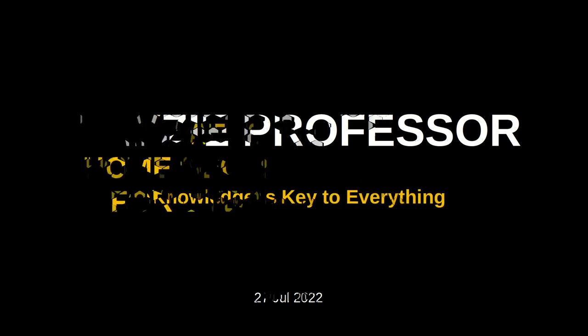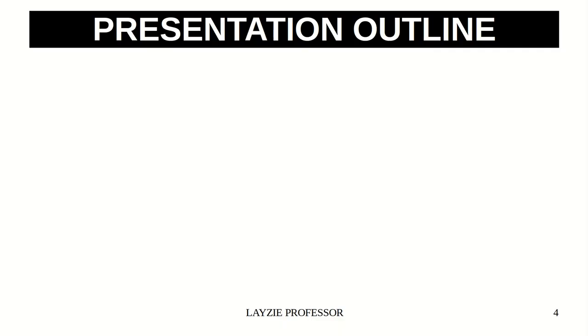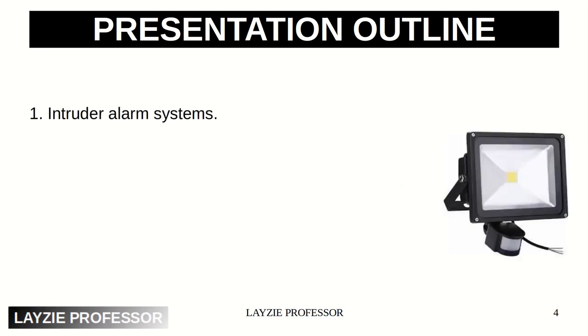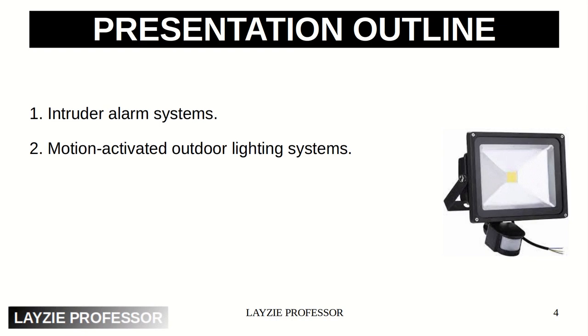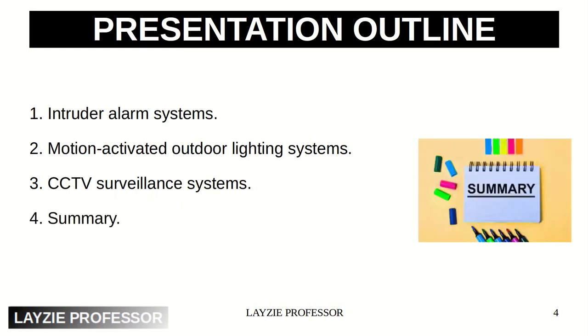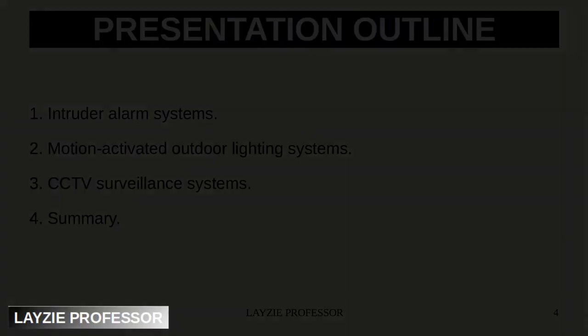In this video, I'm going to talk about affordable home security products that every household can use. And my presentation will have the following outline. First, I'll talk about intruder alarm systems. Then, I'll talk about motion activated outdoor lighting systems. Then, I'll talk about CCTV surveillance systems. Then, I'll summarize the presentation. So, let's get started.